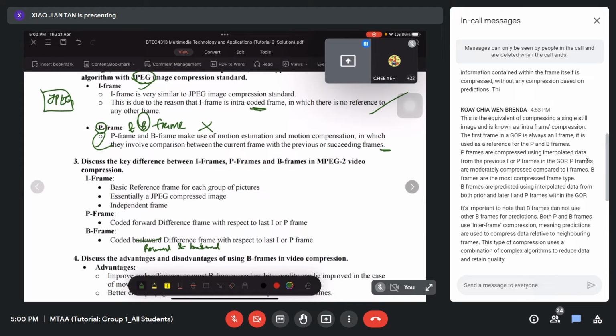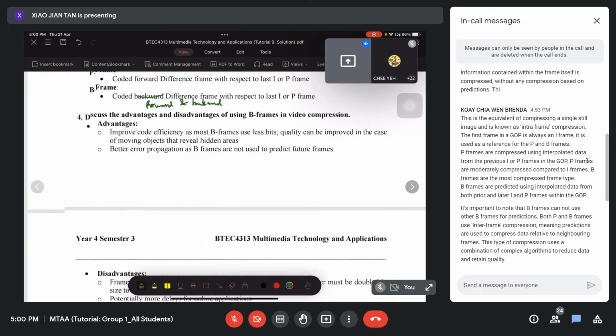Okay, but nonetheless, usually the algorithm would be very fast. But if, let's say, there are too many B-frames and P-frames, it may cause a delay, especially in buffer time. Okay, so this is the reason the reconstruction memory buffer would be higher. Okay, thank you for your answer.